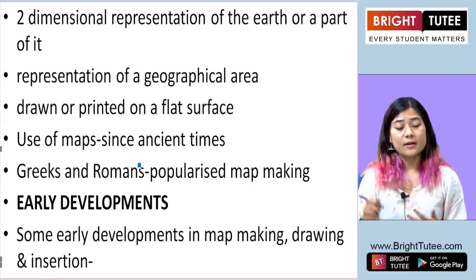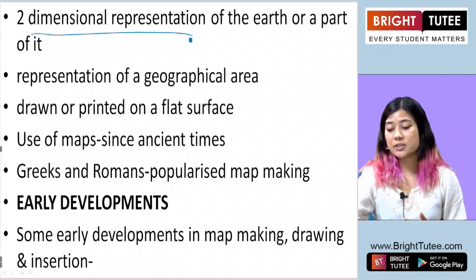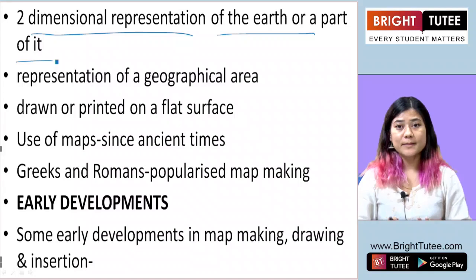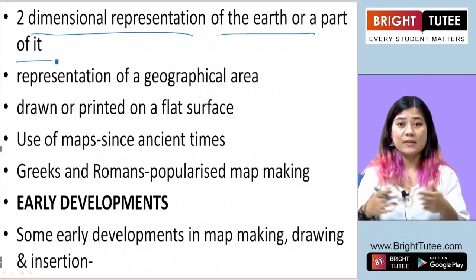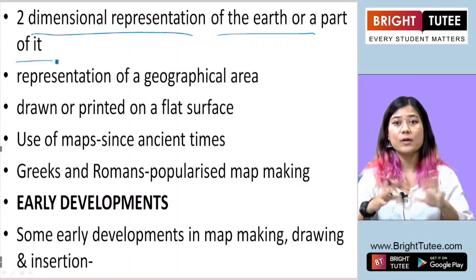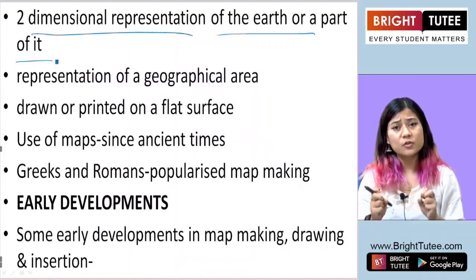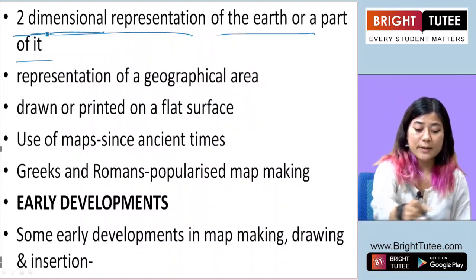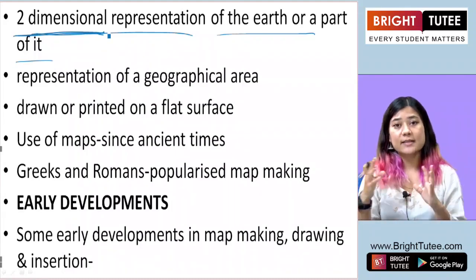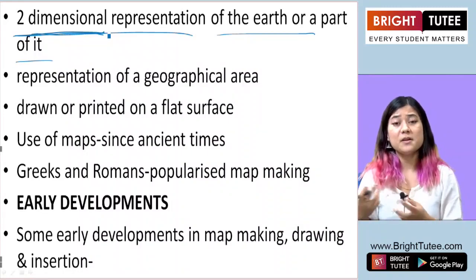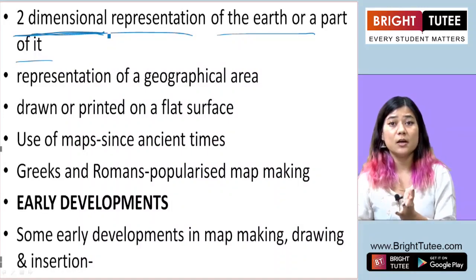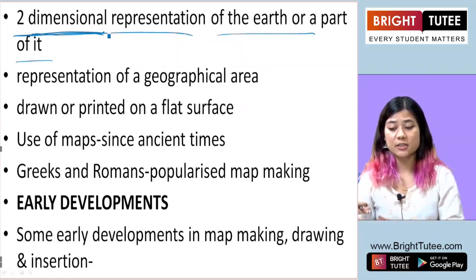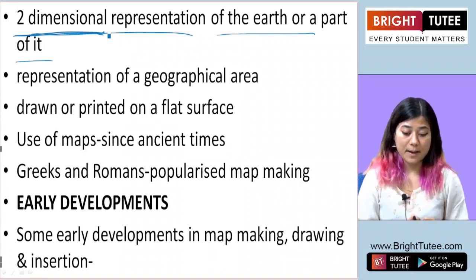Now, maps are two-dimensional representations of the earth or a part of it. Okay, so maps are basically drawings. They have length and breadth. They don't have width. You can't touch it. You can't feel it. You can just see it. That's why it's called two-dimensional. And it is the exact or similar representation of how the earth or the landscape looks like. So the representation of the earth is called a map.